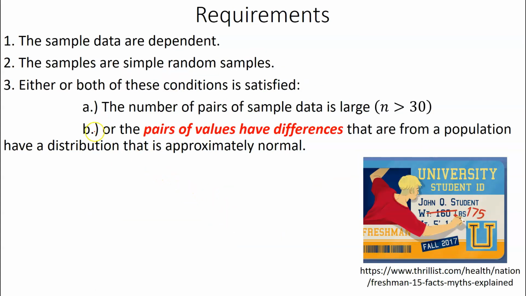There are some requirements. The sample data obviously has to come from dependent samples. It's got to be from the same thing. Samples still have to be simple random samples. That's pretty much every one of our hypothesis tests.